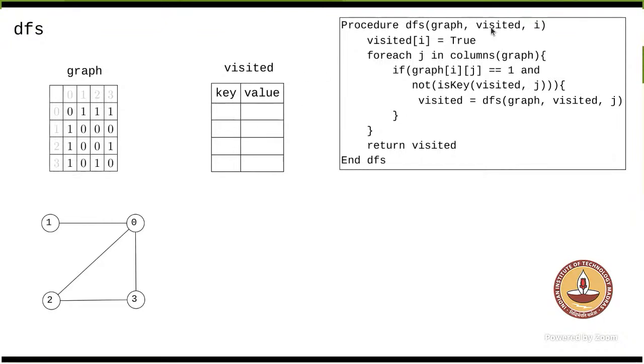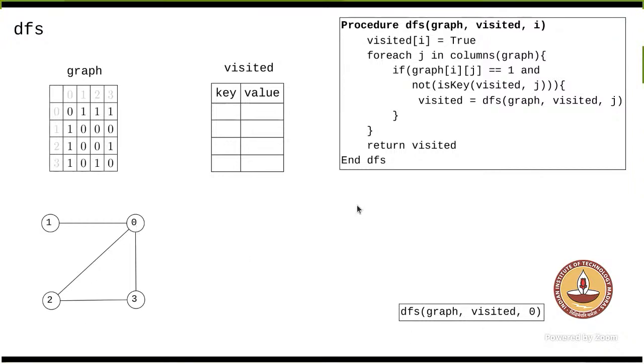Now visited is there and you have graph. So those 2 are already there. What else do I need to call the procedure DFS? Can I call DFS now on graph and visited? I need a starting node, right? So let's say we do DFS on this graph with this empty dictionary visited, and we do DFS from 0.